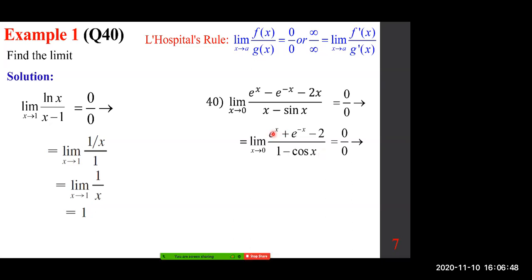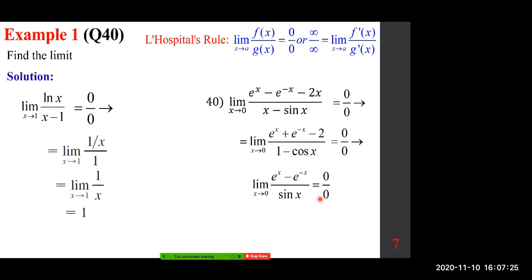Let's differentiate. The top gives you itself, e to the power of x. The bottom, the second one, e to the power of minus x is itself times negative 1, so minus e to the power of minus x, and this is a constant. 1 gives you 0. Minus cosine gives you negative sine, so that results in positive sine. Plug in. Well, the top is 1 minus 1 or 0. The bottom is 0. Again, let's do L'Hopital's rule.